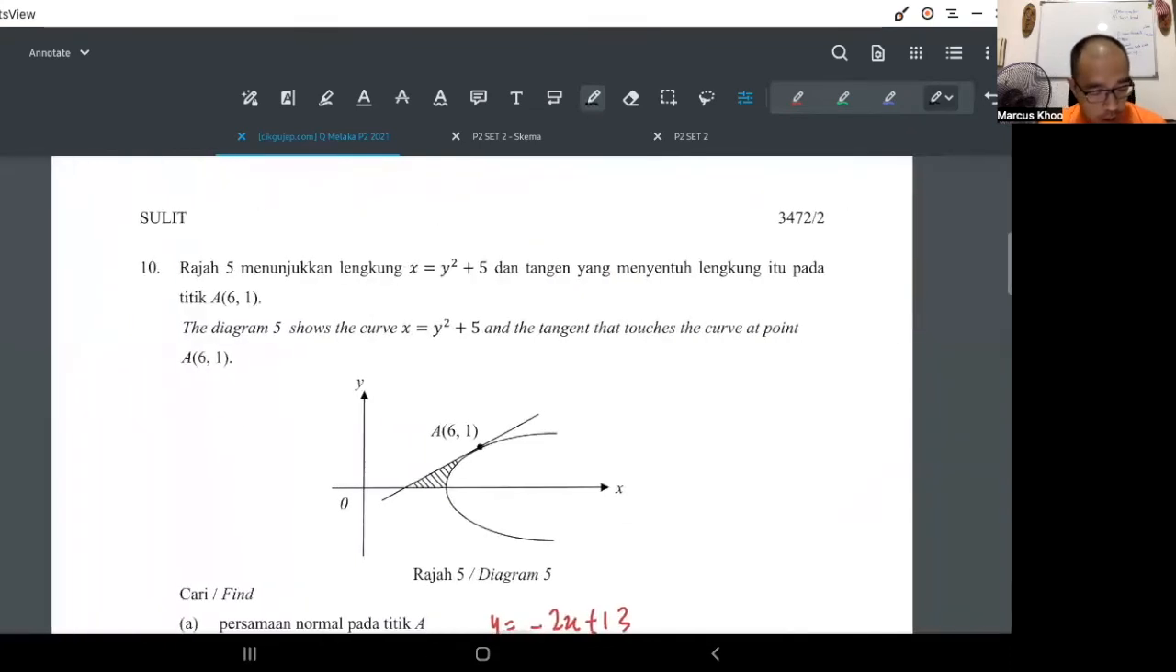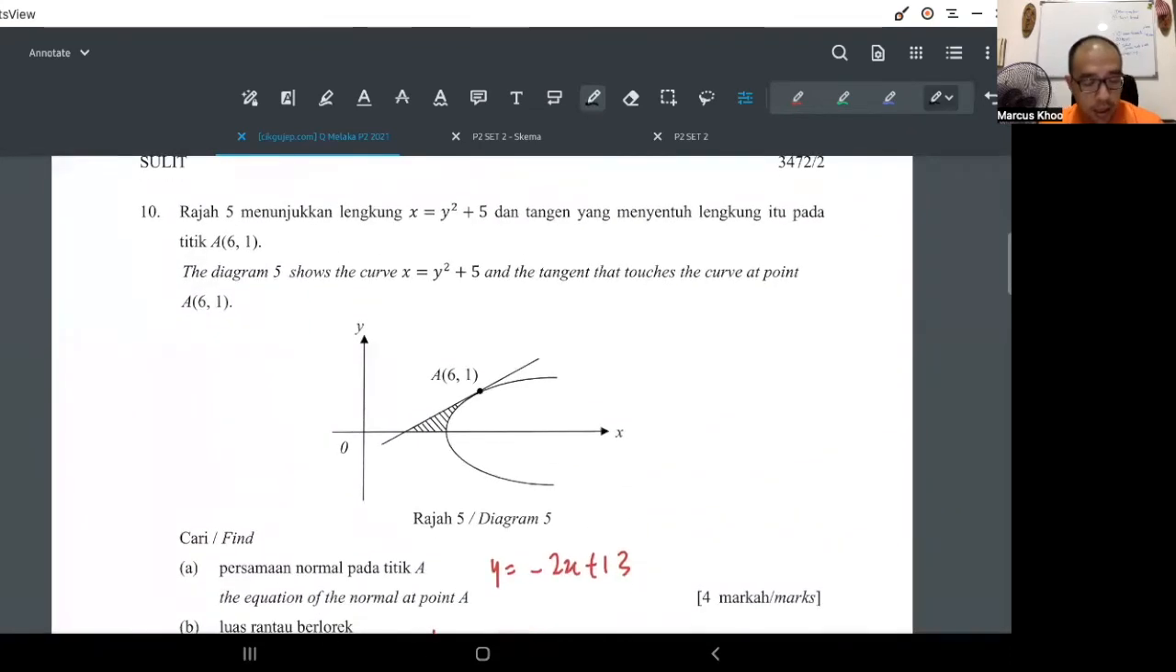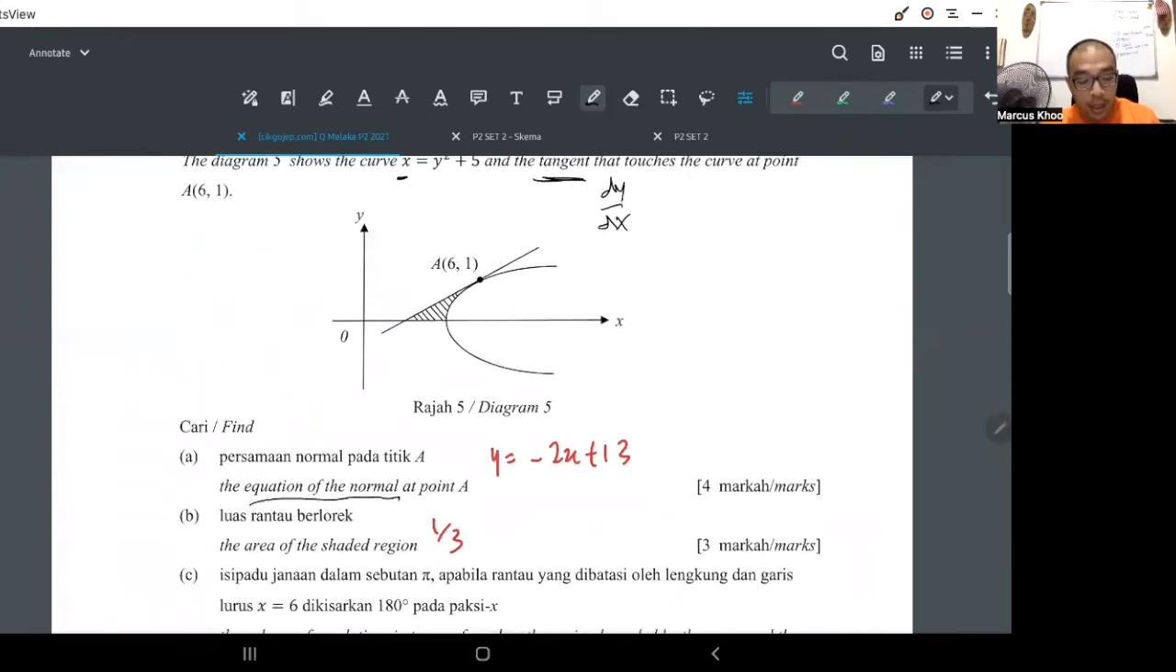All right, number 10. Diagram 5 shows the curve x equals y squared plus 5. Notice that the x is on the left. The tangent touches the curve at A (6, 1). Again, we see the word tangent, so we use dy/dx. Now, equation of the normal at A. The normal will be m1 m2 equals -1.